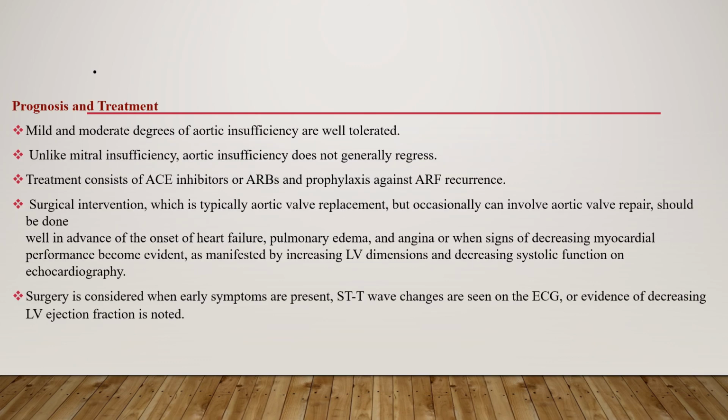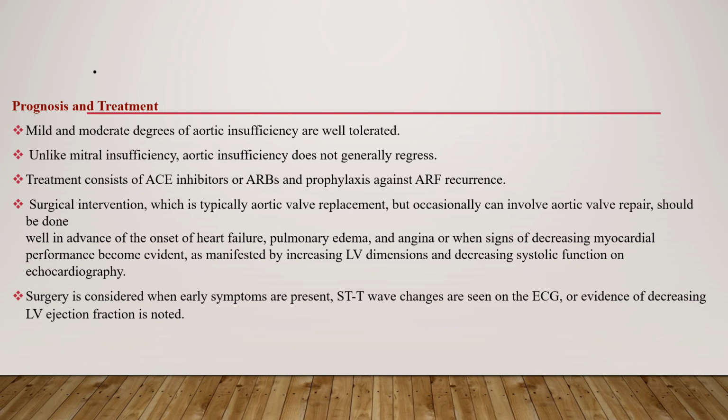When we see the prognosis and the treatment, mild and moderate degrees of aortic insufficiency are well tolerated. Unlike mitral insufficiency, aortic insufficiency generally does not regress. Patients with a combined lesion during the episodes of acute rheumatic fever may have only aortic involvement 1 to 2 years later. Treatment of aortic regurgitation consists of afterload reduction by an angiotensin converting enzyme inhibitor or angiotensin receptor blocker, and we should also give prophylaxis against acute rheumatic fever recurrence according to the guideline.